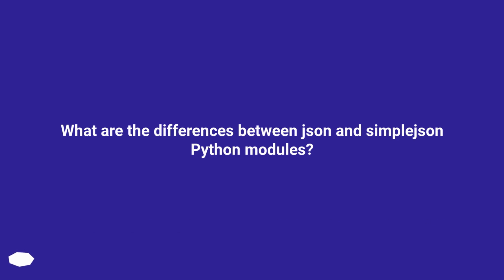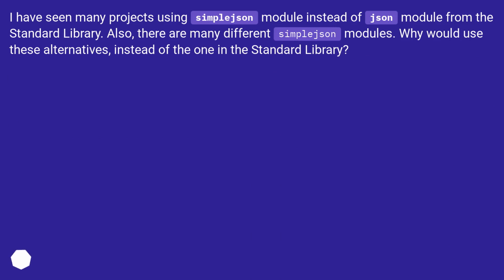What are the differences between JSON and simplejson Python modules? I have seen many projects using simplejson module instead of JSON module from the standard library. Also, there are many different simplejson modules. Why would you use these alternatives, instead of the one in the standard library?